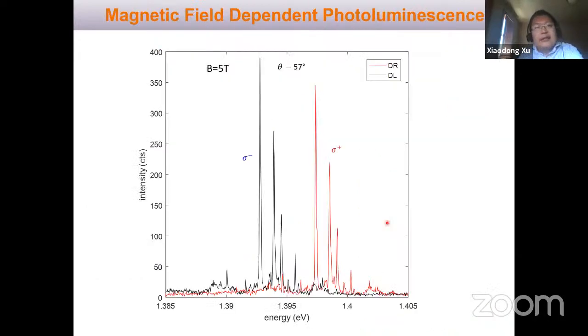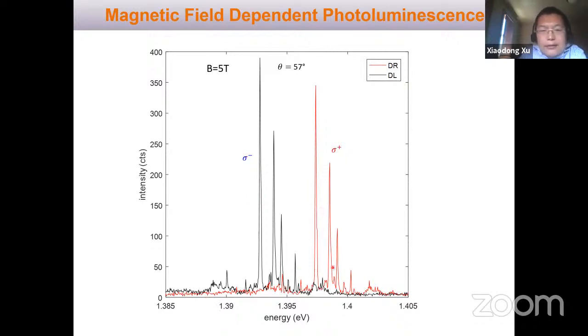And the second evidence I'm going to show you is based on magnetic-field-dependent studies. Here I show you circular-polarization-resolved magnetophotoluminescence, and the data is taken at 5 Tesla. So we observe sigma plus polarized emission and sigma minus polarized emission with Zeeman splitting between them. Now the spectrum looks a bit random because there are a lot of peaks here, right?